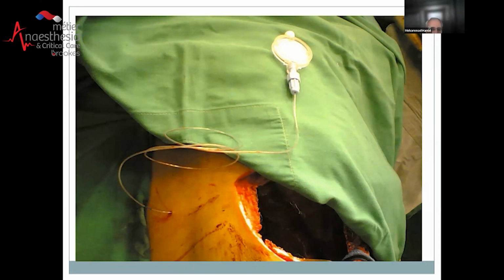And then you can give 0.25% bupivacaine or ropivacaine accordingly, about 6 to 10 ml per hour.